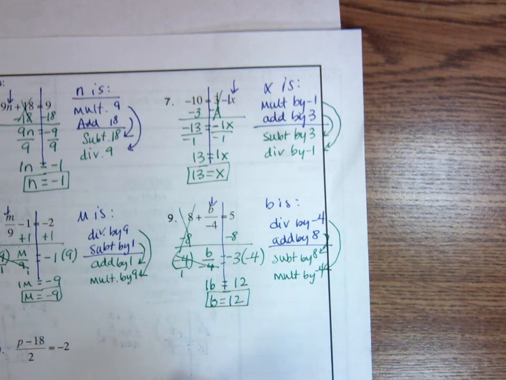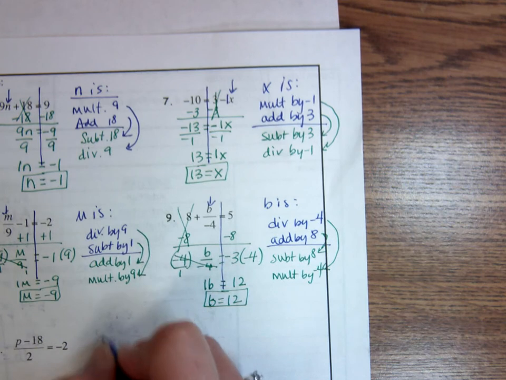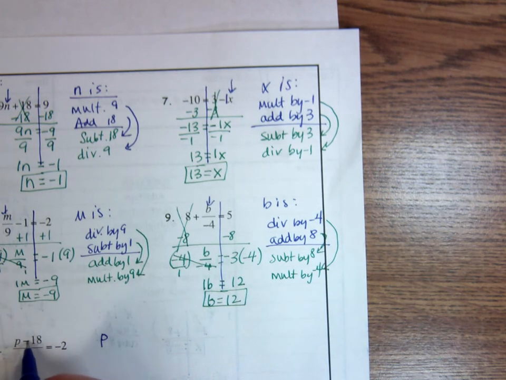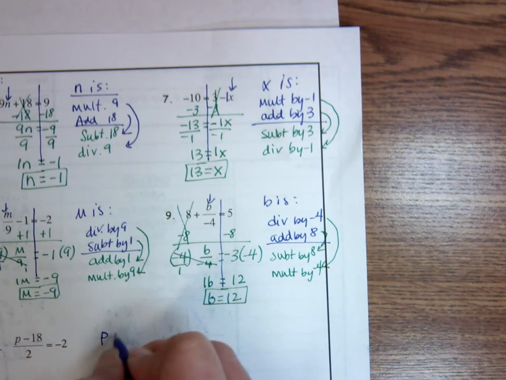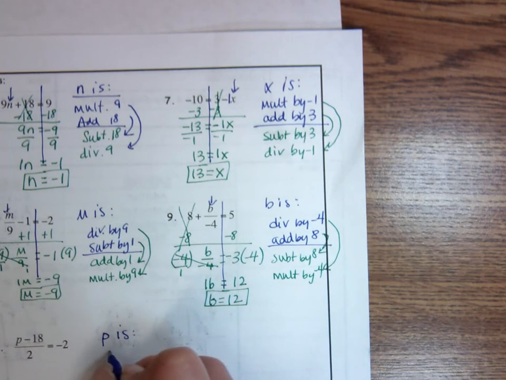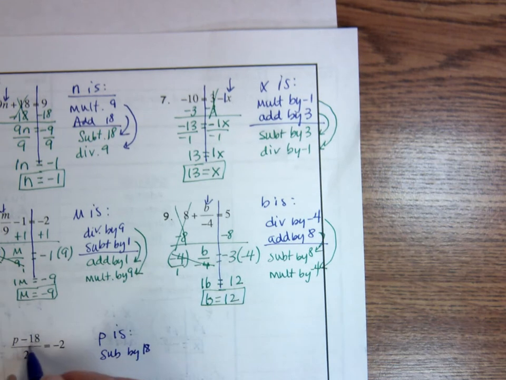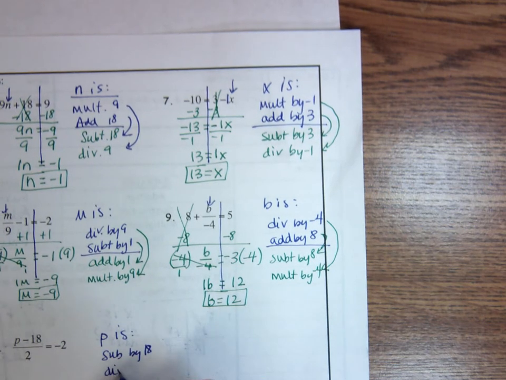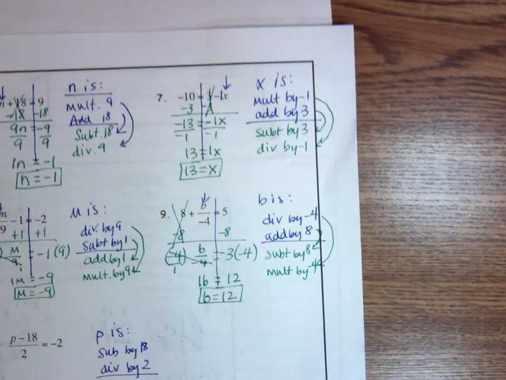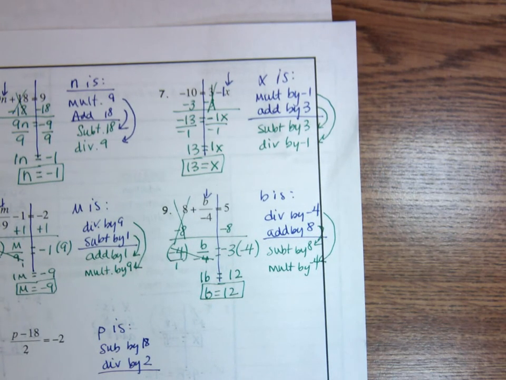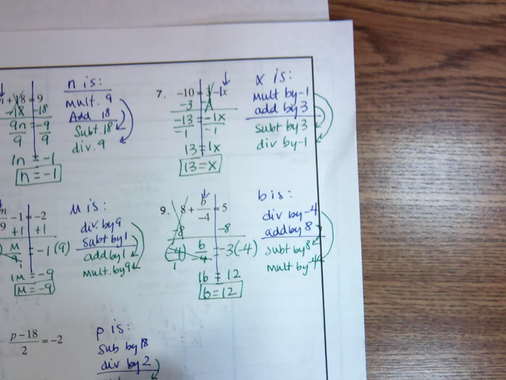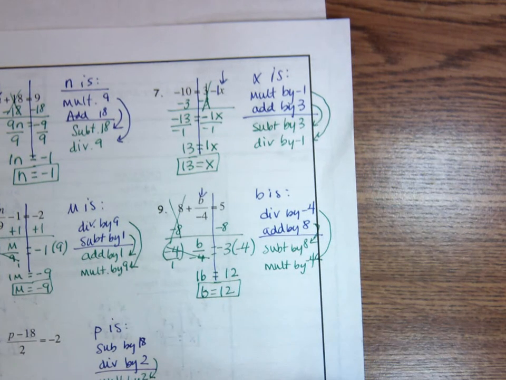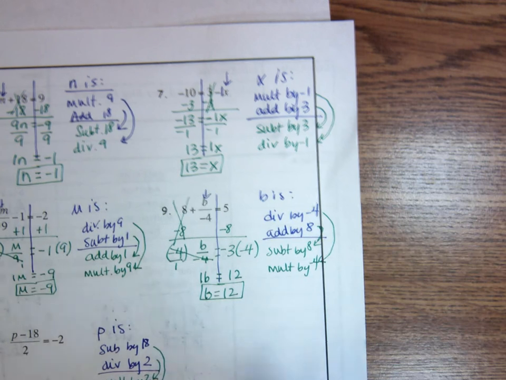All right, now, this time, the p is being subtracted by 18 first. It then is being divided by 2. So what we're going to do is reverse the operations again. Instead of dividing by 2, we're going to multiply by 2. Instead of subtracting by 18, we're going to add by 18.